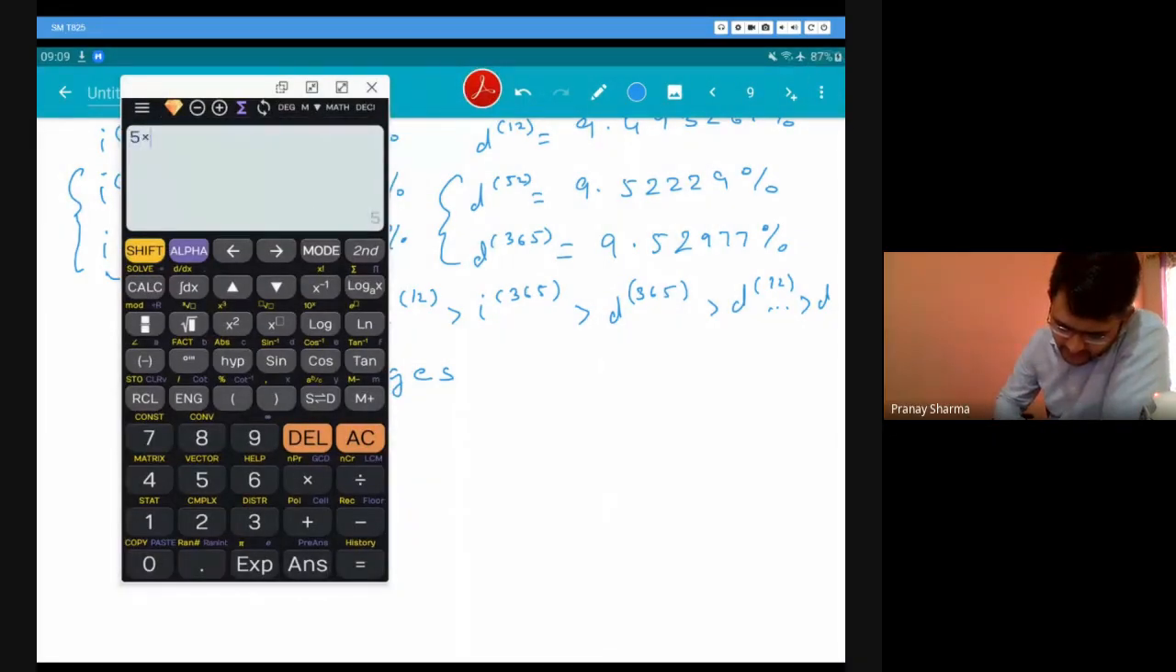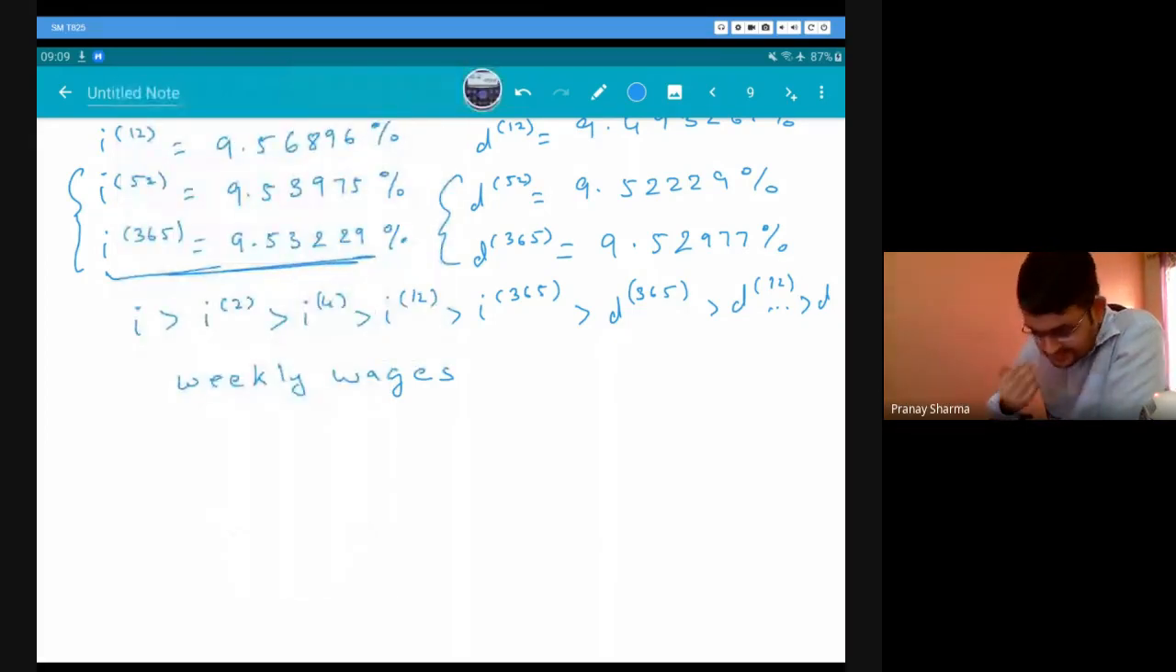I will have 5 into weekly payments, so I will have 260 payments. That is a lot of payments. And if I have, let's say, daily payments, 365, I have 1825 payments. So I will have to find the discounting or accumulation of each and every value separately and then add them up. That becomes too many calculations.